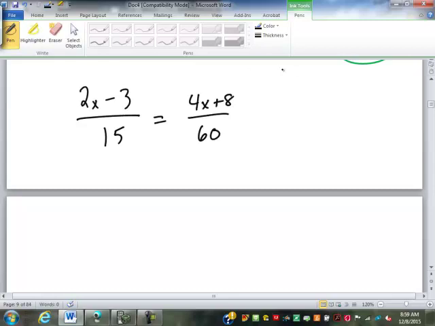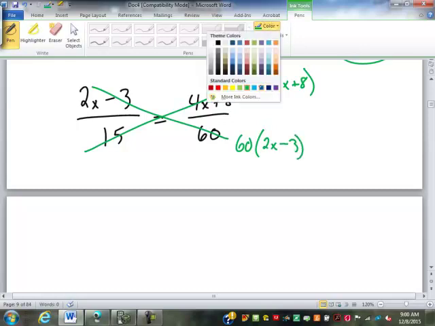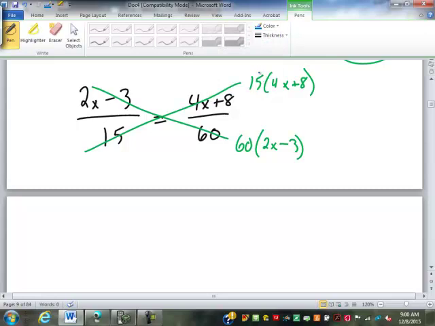Solve that one. Try that in your notes. We'll go over it in a second. I want to see if you guys can get it. We'll start out. It doesn't matter which direction we go. We'll do the 15 times 4x plus 8 goes there. Going this way, it's 60 times 2x minus 3. So I'll multiply this one out.